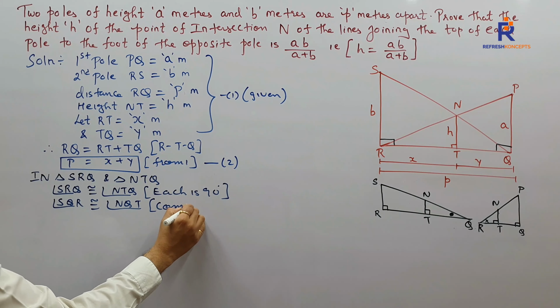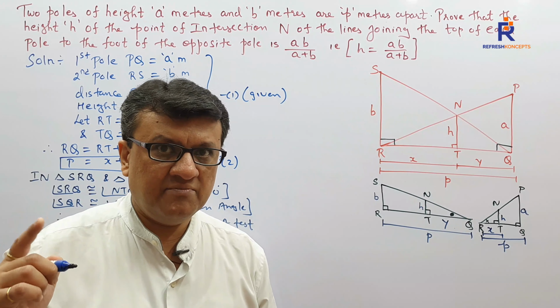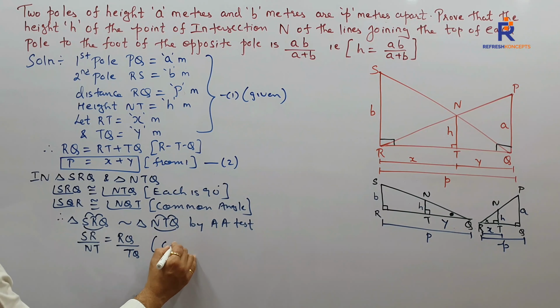So what will I say? SR by NT. Do I have the values? Indeed, yes. SR by NT is equal to, if I take RQ and TQ, does it make any sense? RQ, yes. TQ, yes. RQ I have as P, TQ as Y. So RQ by TQ. Sir, you have taken the second one. Do I need to take SQ and NQ? Check it out. Is something given to us about SQ and NQ? No. So why will we write them down? Though they form a part of the corresponding sides, we don't want it. So I'll simply write down over here CSST.